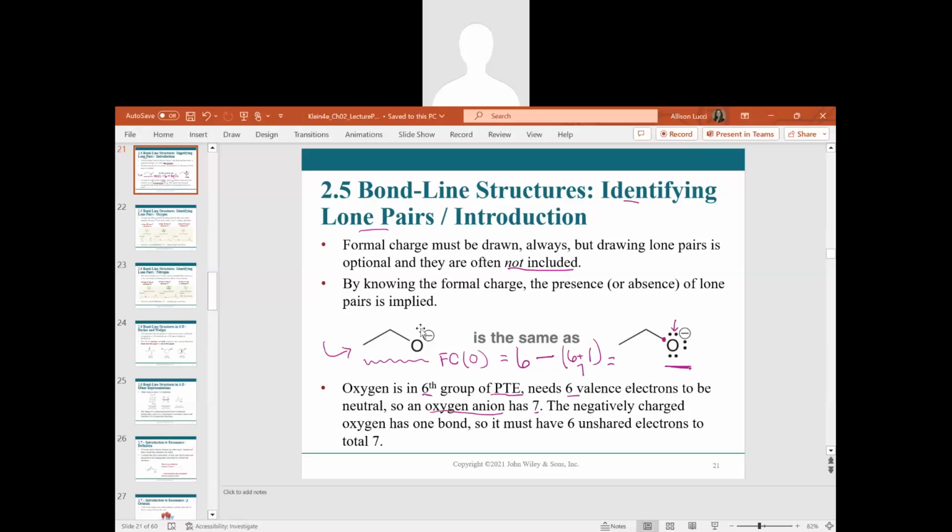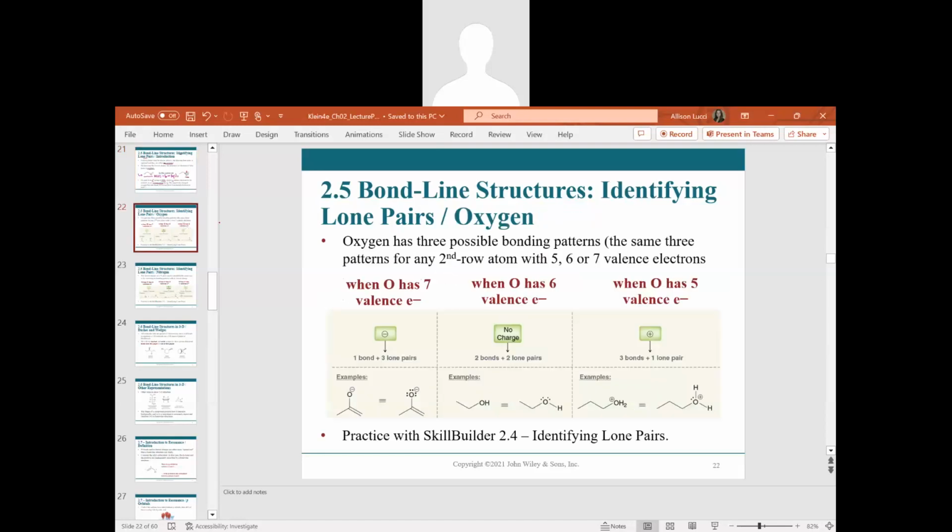So again, the formal charge will always be shown, but the lone pairs are optional and they are implied based on the formal charge. So when we have a negative formal charge on oxygen, when oxygen has 7 valence electrons, right? So we'll see 1 bond and 3 lone pairs in this scenario. So if you want to memorize that, when you see this -1 formal charge, you should imagine the oxygen looks like this with 3 lone pairs.